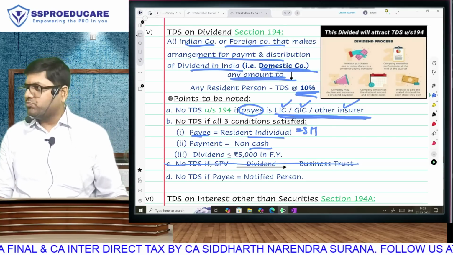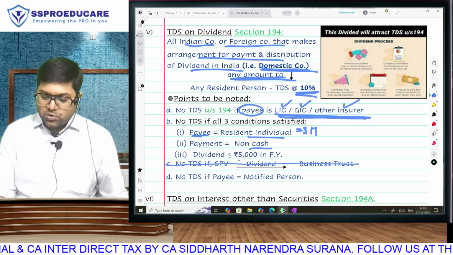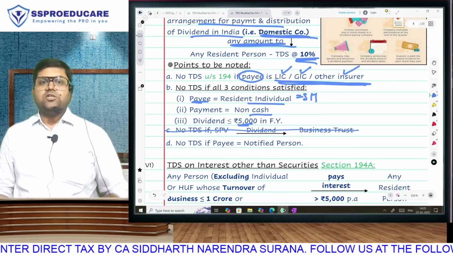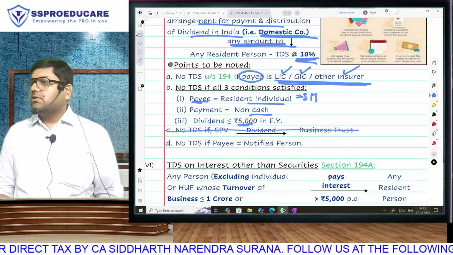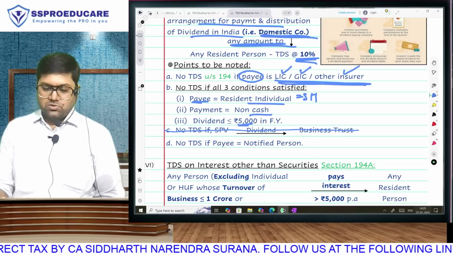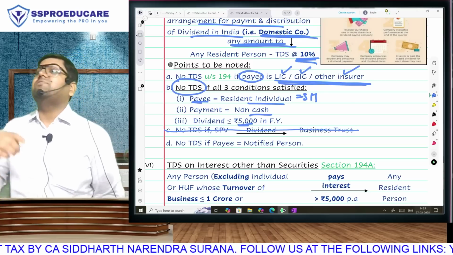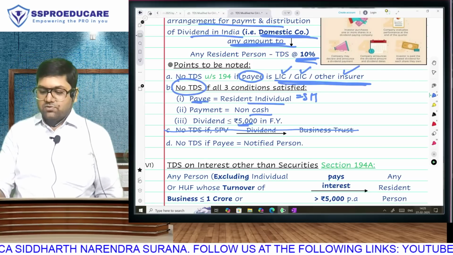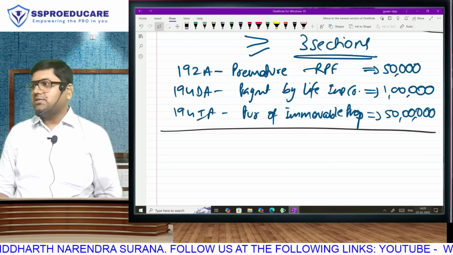So condition 2 is assumed to be satisfied, and the total dividend that you are earning is up to rupees 5,000 in a year. What is your total dividend during the year? 5,000. Equal to 5,000 also. So there will be no TDS, because TDS will come only when it is greater than. In these 3 places, equal to covers TDS, and these are only these 3 places.